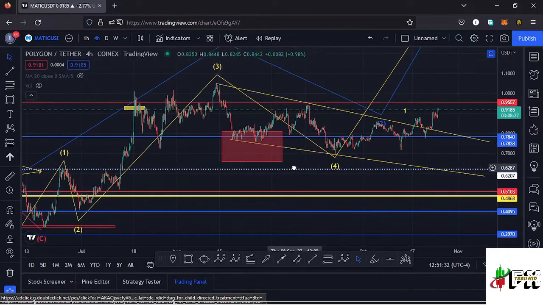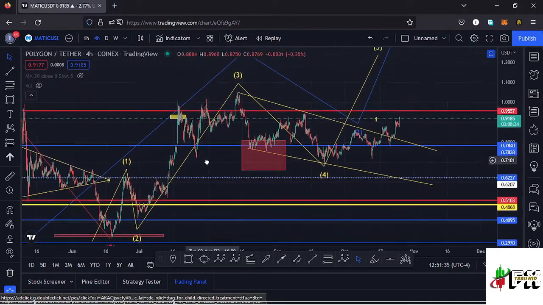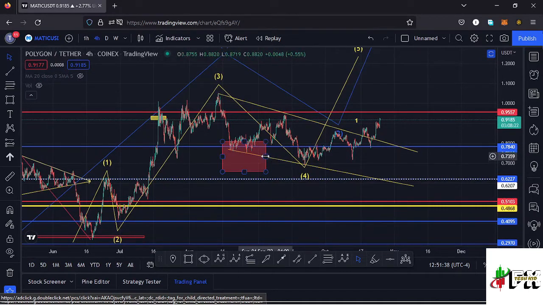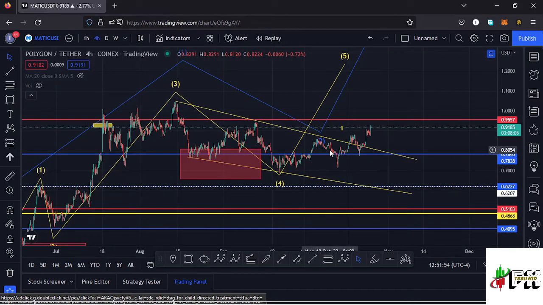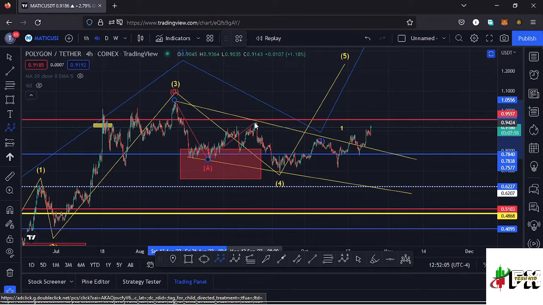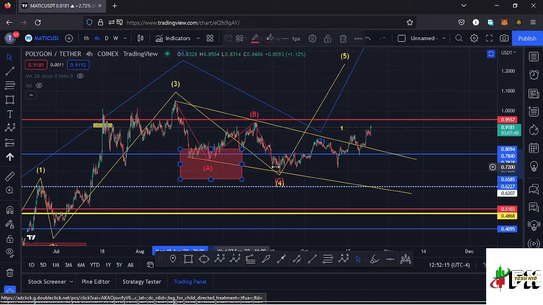Polygon Matic has continued to respect that movement to the lower side in the formation of this fourth wave and got into my target area that I have drawn out over here, making our low for that fourth wave at around the $0.69 mark. Then we are seeing a very nice bounce to the upper side, and because a fourth wave is a corrective wave, I also expected to see an ABC corrective movement play out over here, and I believe we are seeing such a movement, having this as the wave A, then a wave B making our high at around the $0.95 mark. Then we continued pushing lower in the formation of a fourth wave, making our low at around the $0.69 mark, and after making that low, we have been seeing a very nice bounce to the upper side.